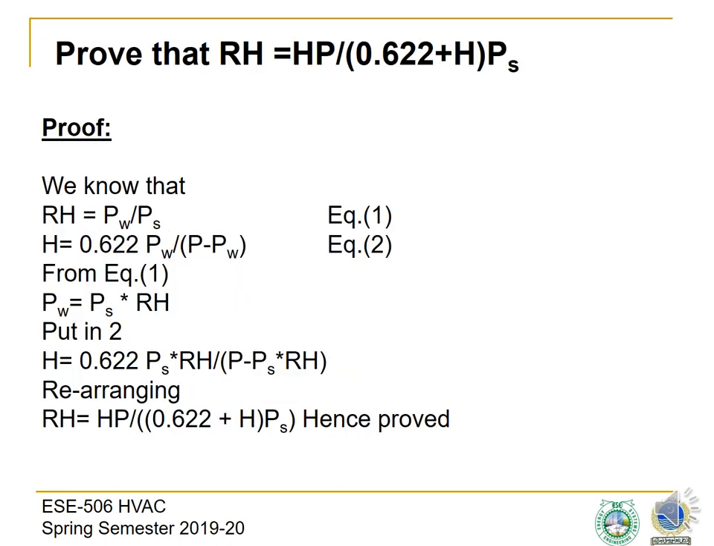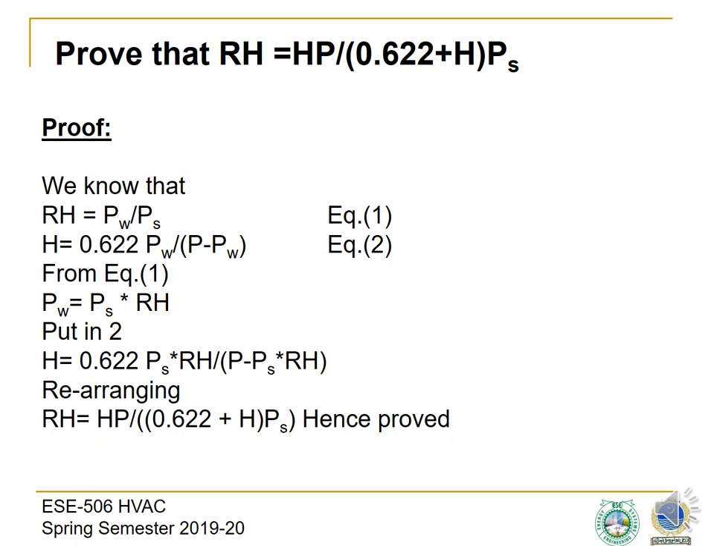Another proof of the psychrometric relationship. Here, prove that RH is equal to HP divided by 0.622 plus H into PS, where RH is the relative humidity, H is the humidity ratio, P is the vapor pressure, and PS is the saturated vapor pressure.